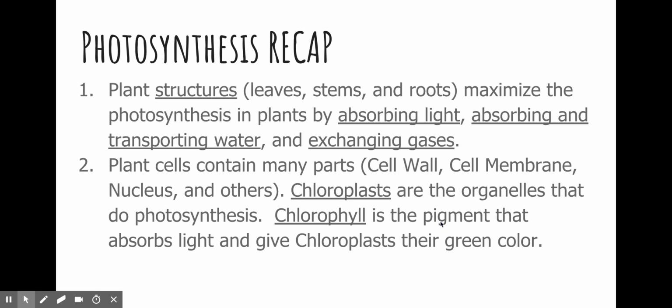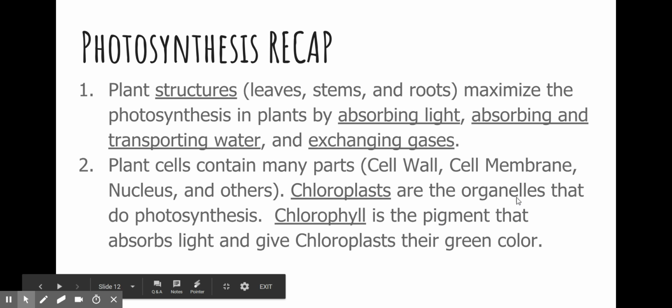So hopefully this has helped you clarify some of the big ideas about photosynthesis.